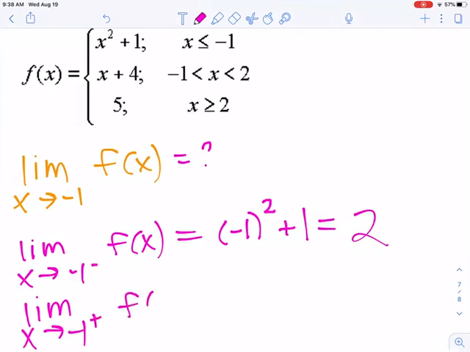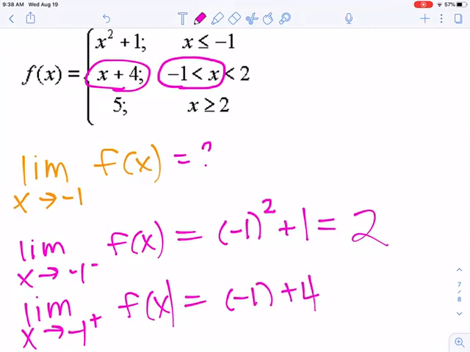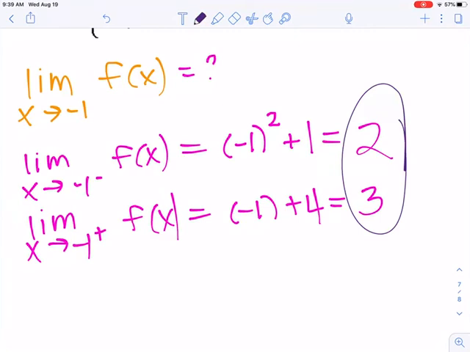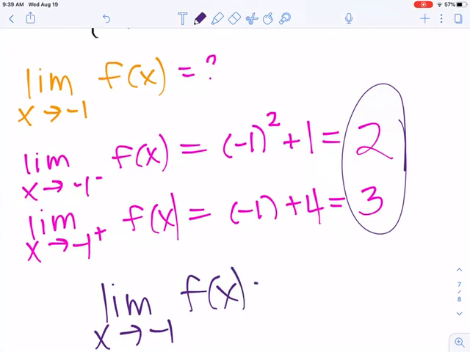Then we're going to look at the limit as x approaches -1 from the right side. Well here x is greater than -1, so we're looking at this piece right here. So I'm going to use direct substitution with that piece in order to figure out the right-hand limit. Okay, what does this mean? Since these two do not match, then the limit as x approaches -1 does not exist.